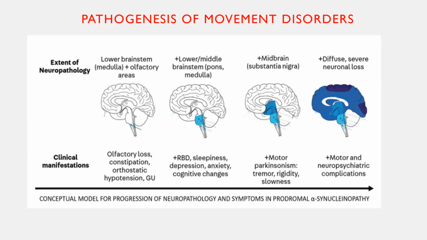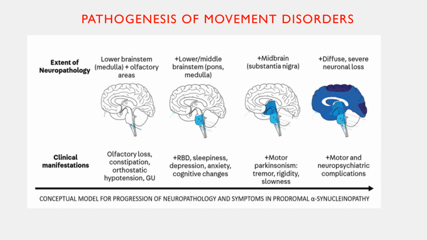As for basic pathogenesis, causes range from metabolic parameters to degenerative diseases. Sometimes hyponatremia, hypomagnesemia, hypermagnesemia, and calcium metabolism disorders also cause movement disorders. Degenerative diseases like synucleinopathies also cause movement disorders. Synucleinopathies involve infiltration of alpha-synuclein protein into various neuronal structures, as seen in Parkinsonism. If the disease involves the lower brainstem, it leads to olfactory loss, constipation, genitourinary symptoms, and orthostatic hypotension. Involvement of the pons and medulla leads to REM behavioral disorder, excessive sleepiness, depression, anxiety, and cognitive changes.